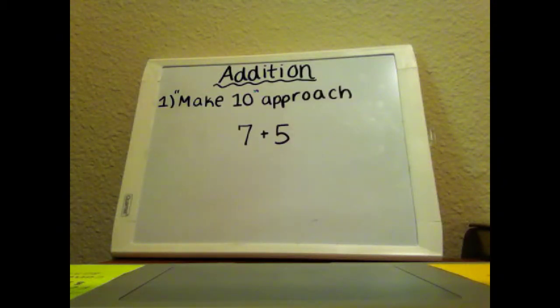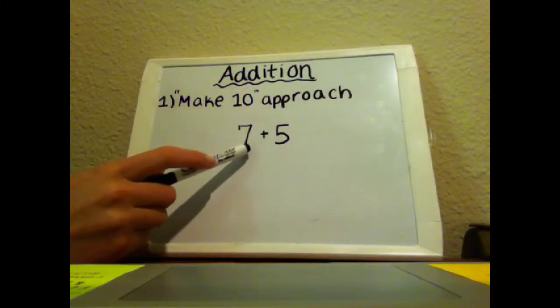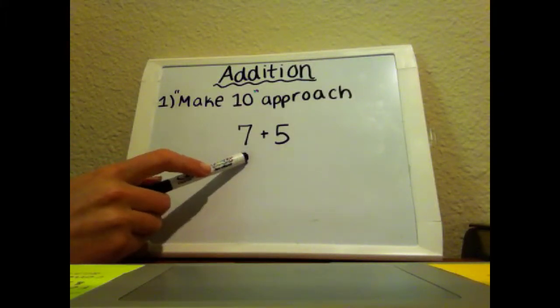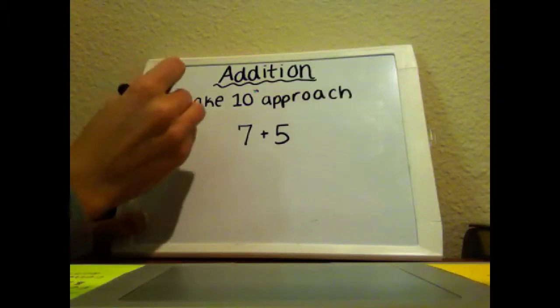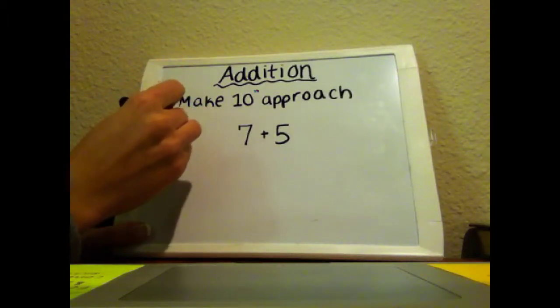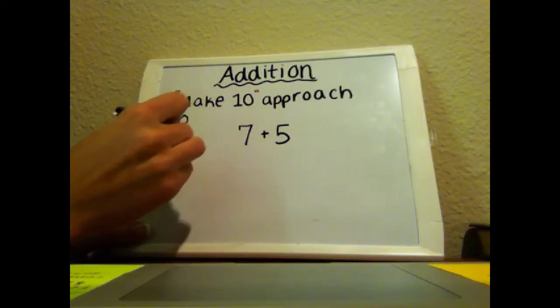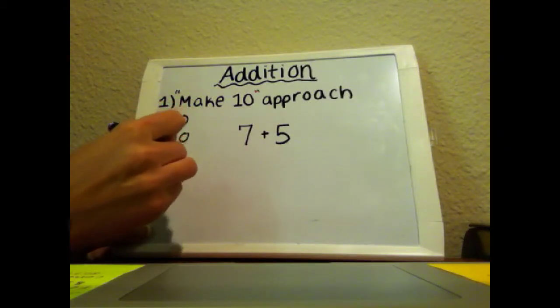In this video, we'll be looking at addition strategies. The first strategy we'll be looking at is the make 10 approach. For the make 10 approach, its goal is to make adding numbers easier. The way that we do this is by taking one of our numbers from our addition problem and making it into a multiple of 10. So for instance, making it into 10, 20, 30, 40, etc.